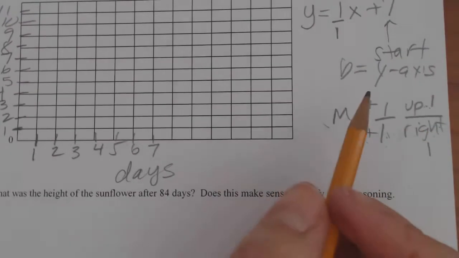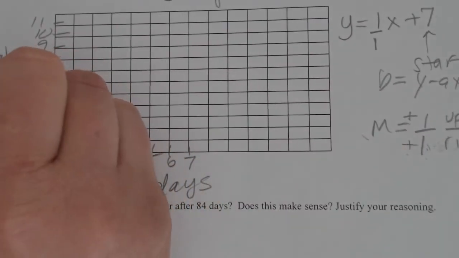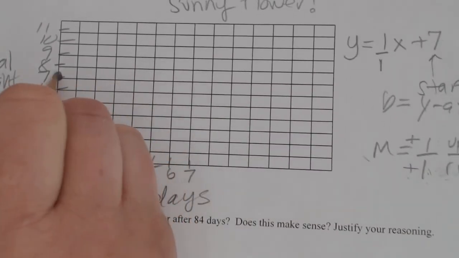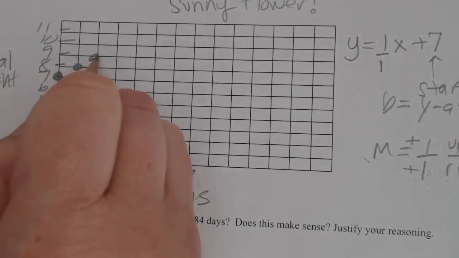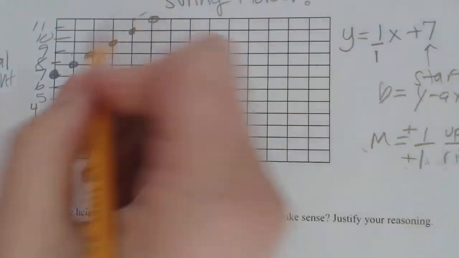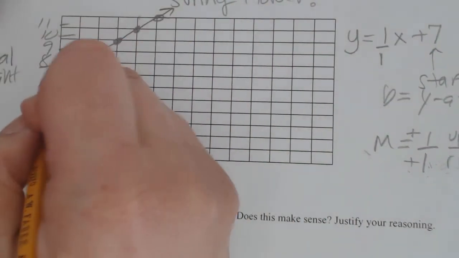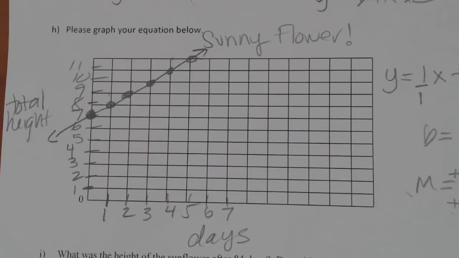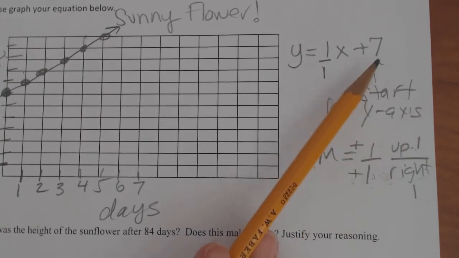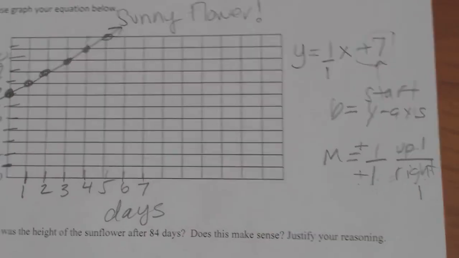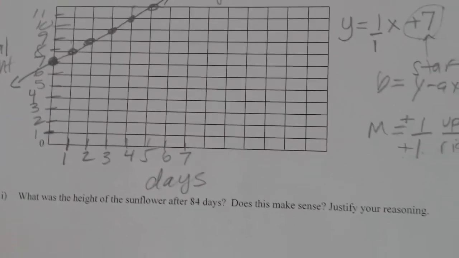Okay, so let's start at our start point. 7, right here, 7. Then what am I going to do? What are my directions? My slope: up 1, right 1. So up 1, right 1, up 1, right 1, and so on. Now we're going to connect the points using a ruler. Here's my line. You got labels, you got line, and this is how you graphed it. You started at the b, and you used your slope directions to get to the next points. And there's your graph.